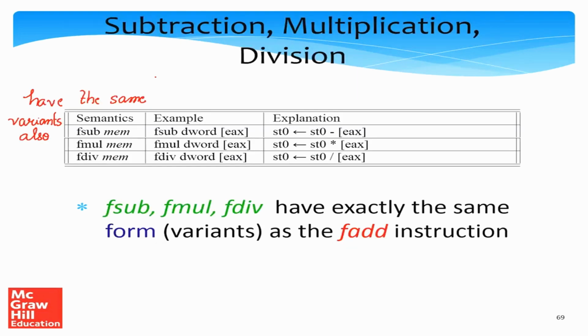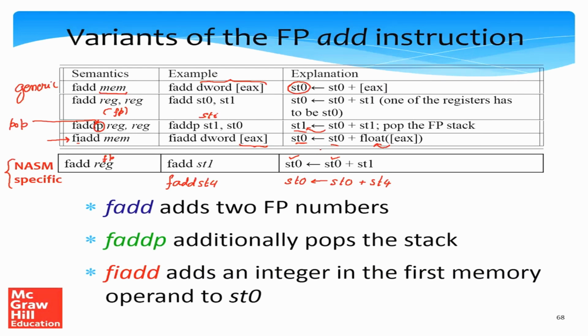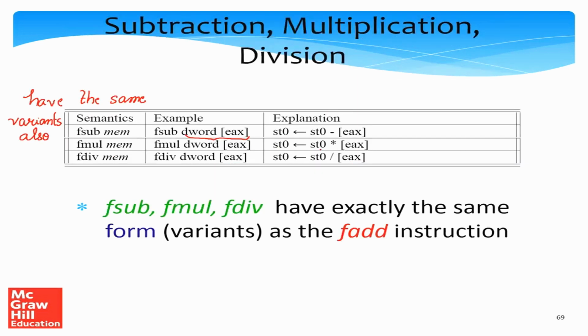So here I'm just showing examples with a default memory operand. So in this case, if this is the memory operand, what we will do is that we will read in the value and subtract it from ST0 or multiply it to ST0 or divide it to ST0, whatever the case may be, and the rest of the variants are the same. So basically, to avoid repeating, I'm not talking about all of the variants once again, but essentially to look at what variants are supported, let's go back to this table which shows the variants for the FADD instruction and reuse the same variants for the other instructions FSUB, FMUL and FDIV.